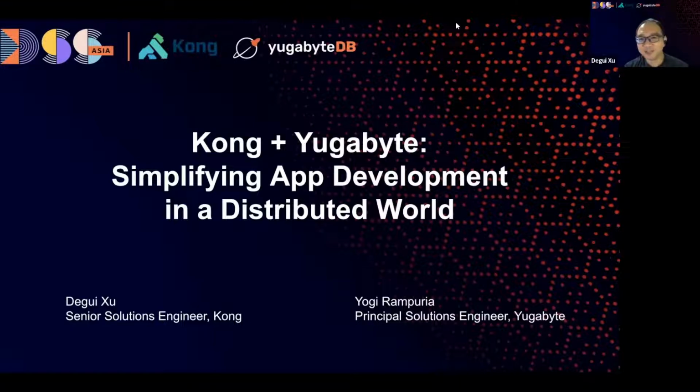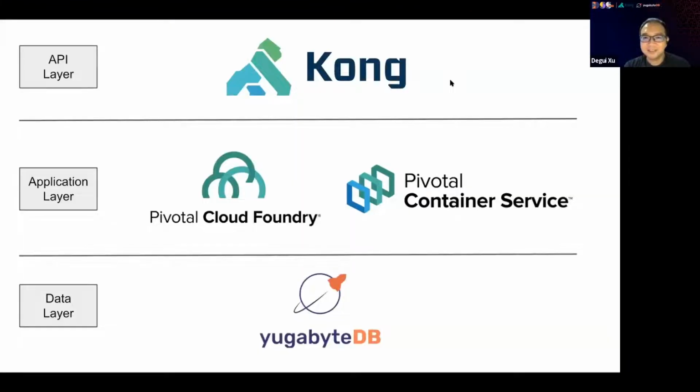Yeah, so in today's session, we will explore how these two solutions actually can work together, right? I mean, to really simplify application development in a distributed world. So that is extremely interesting, right? We worked in the application layer and you moved up to the API layer and I joined Yugabyte. And as part of that, I moved to the data layer. It's super interesting. Both are distributed technologies.